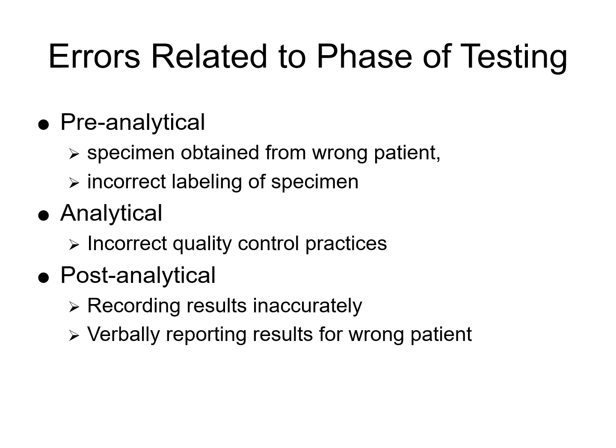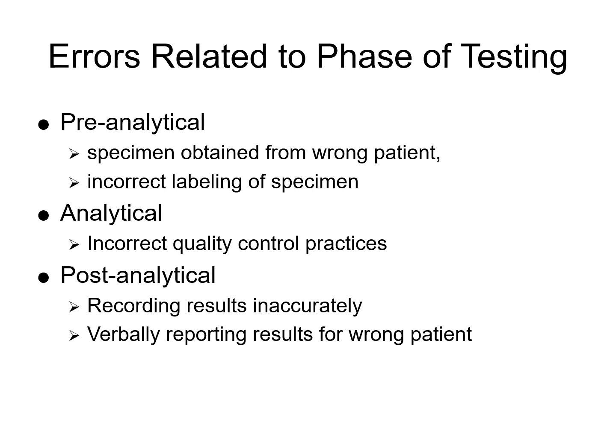For analytical errors, these are errors that occur during the testing process. Some examples of this would be incorrect quality control practices, so failure to follow protocols or calibrate reagents or instruments, using improper techniques or reagents, equipment malfunction, which is related to maintenance issues.